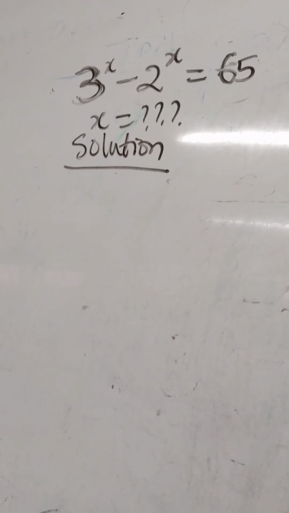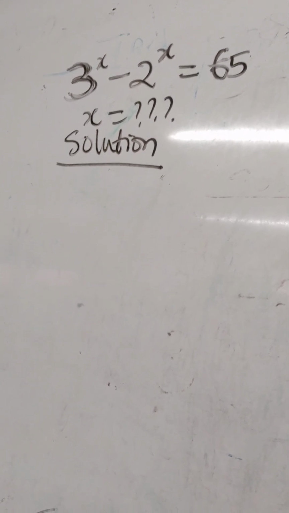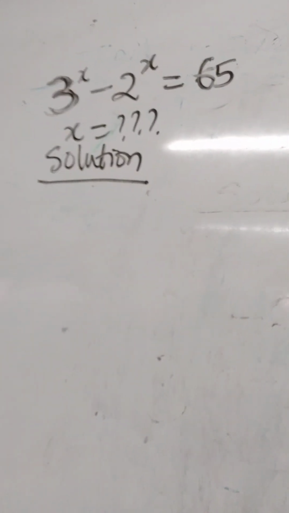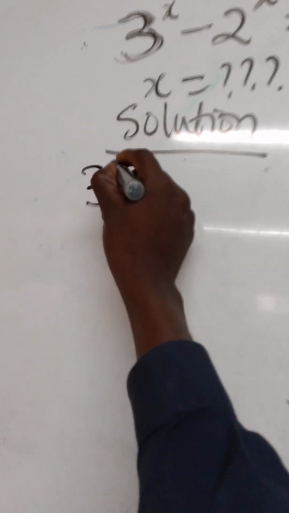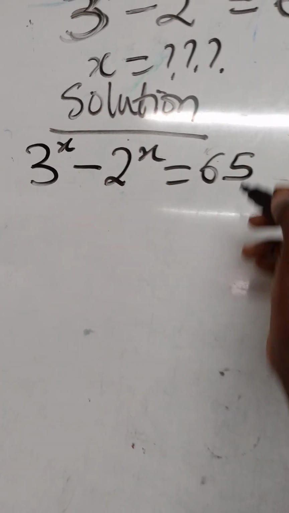How do you think you can solve 3 raised by s minus 2 raised by s equals to 65? So let's see how we can demystify this. It's very simple. So I have 3 raised by s minus 2 raised by s equals to 65.